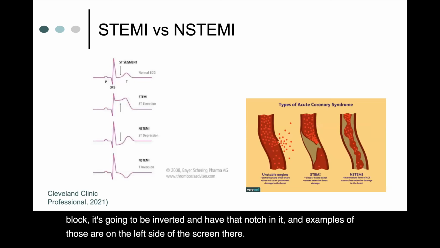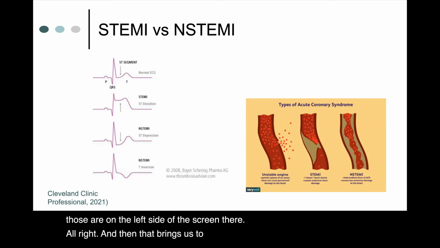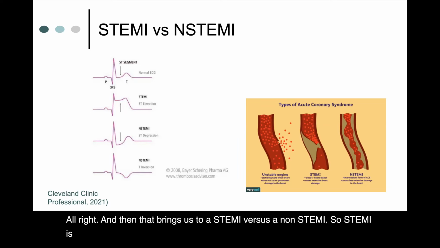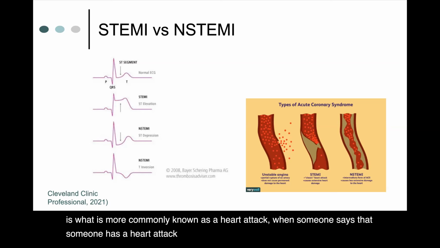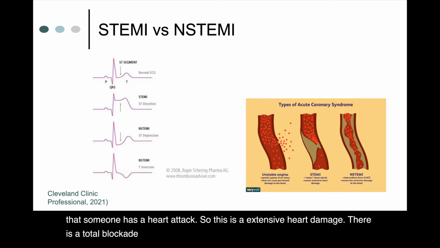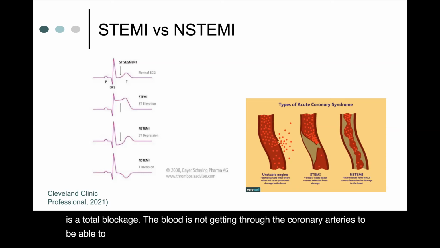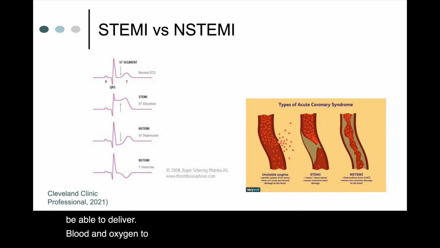All right, and then that brings us to a STEMI versus a non-STEMI. So STEMI is what is more commonly known as a heart attack when someone says that someone has a heart attack. So this is extensive heart damage. There's a total blockage. The blood is not getting through the coronary arteries to be able to deliver blood and oxygen to the sections of the heart.